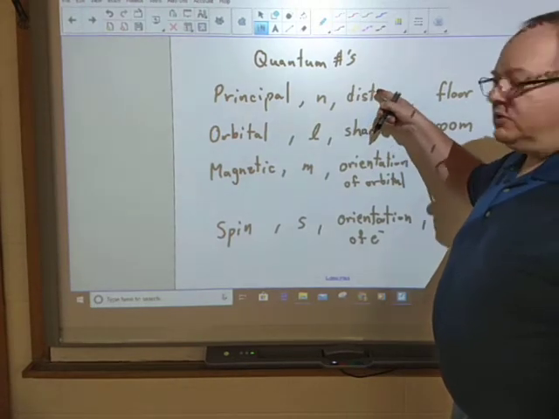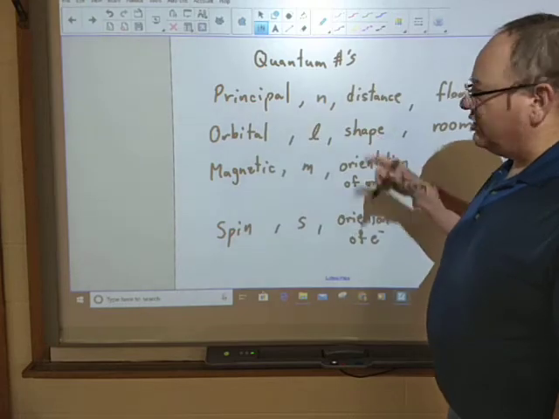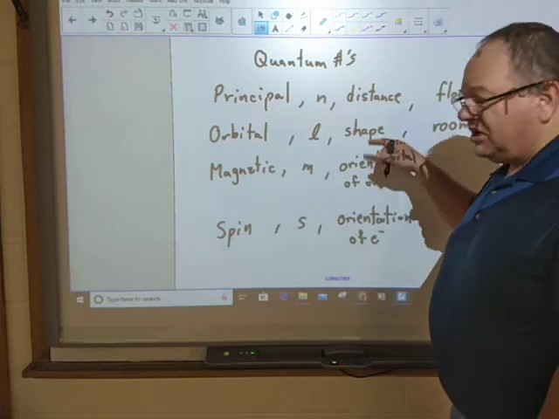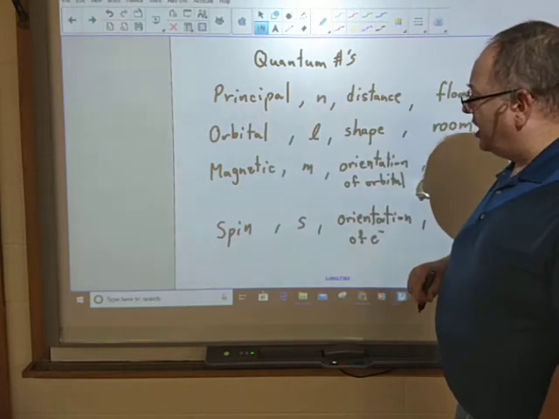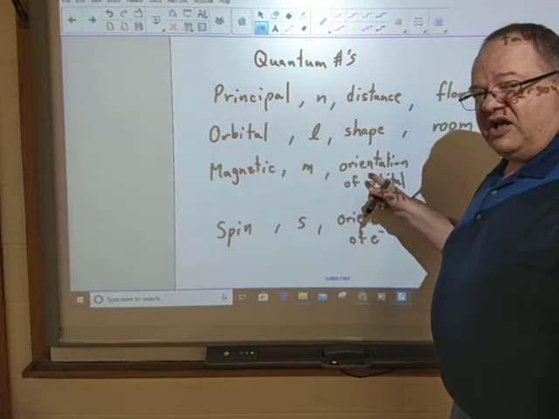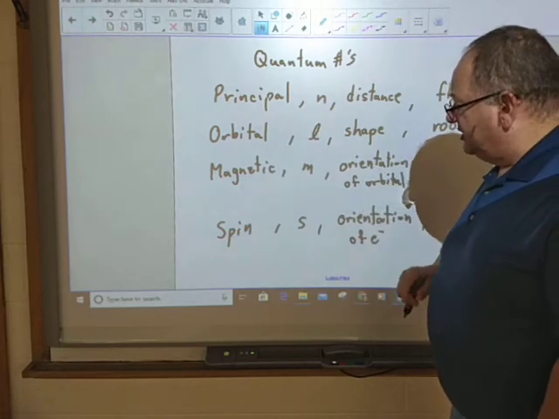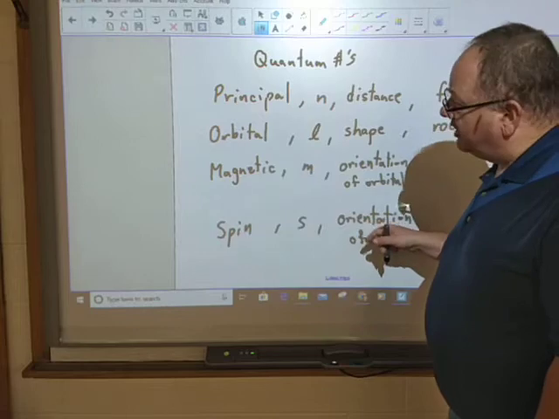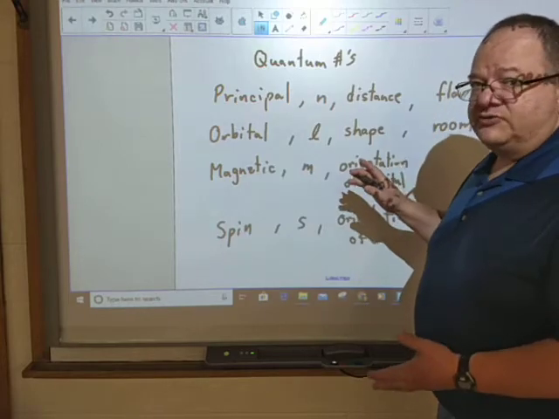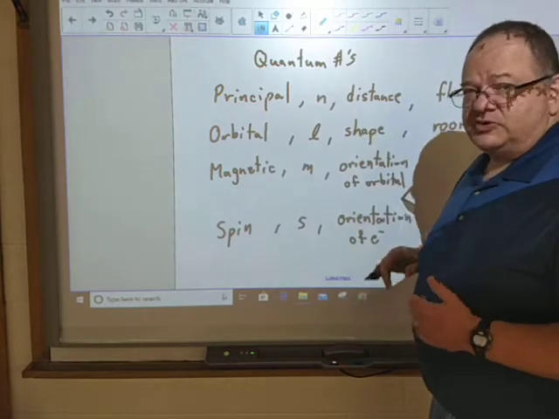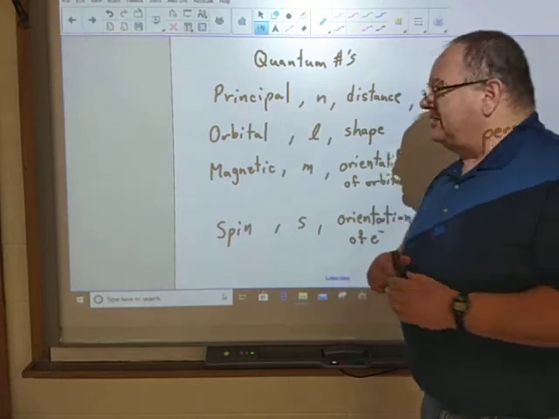These are going to be positive whole numbers. These are going to be numbers ranging from 0 up to n minus 1. These are going to be from negative L to positive L. These are going to be positive 1/2 or negative 1/2. You have notes from last week on this. This is just supposed to be a little bit of a review. I hope you go back and look at that.